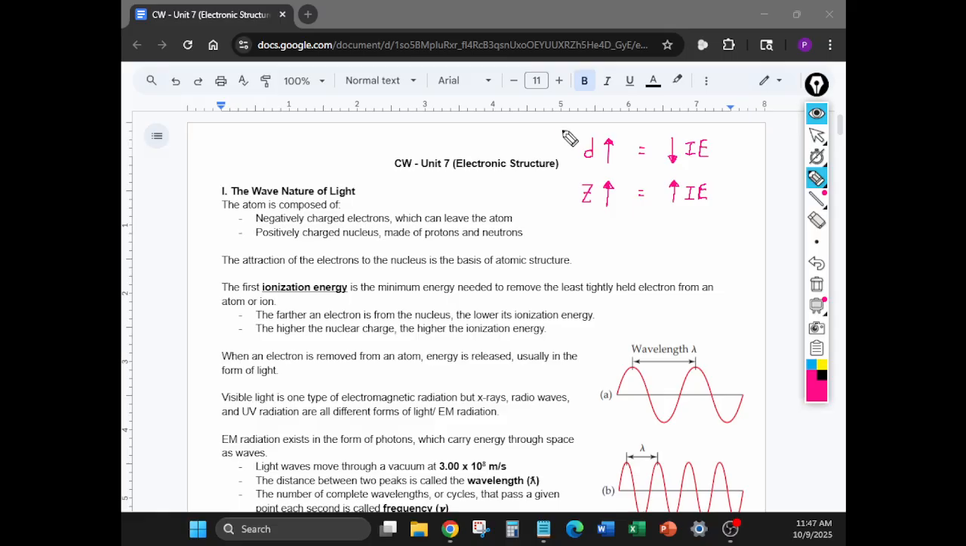Okay, so those are the 2 factors that affect ionization energy. The first is the distance. The further the electron is, the easier it is to take the electron. But the higher the nuclear charge, the higher the ionization energy. Nuclear charge usually is going to be about the number of protons. There are some other factors that go into it, but think of it that way. Just how positive is the nucleus.